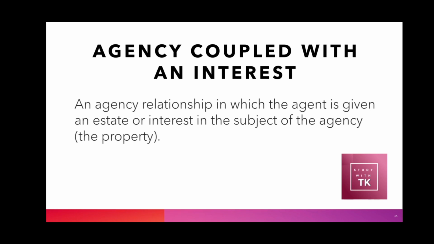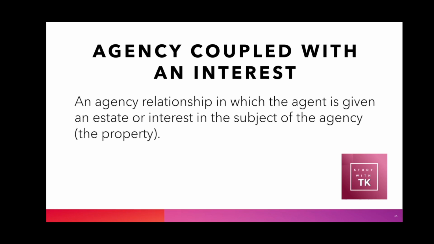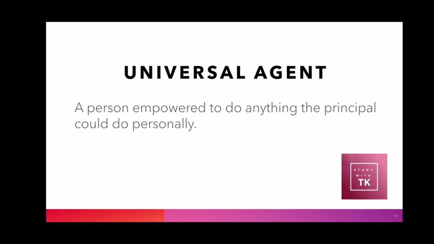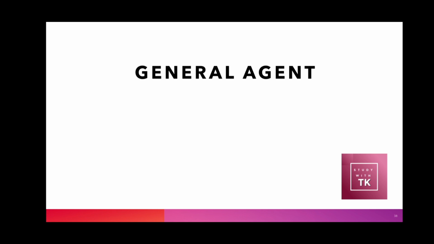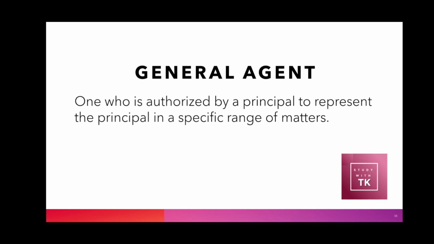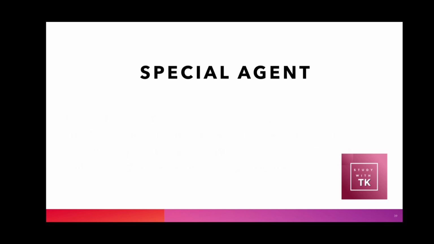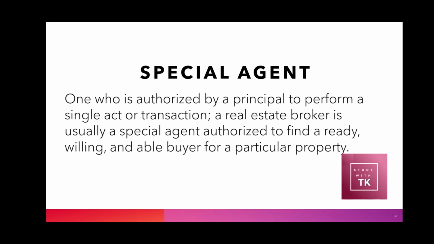Agency coupled with an interest, an agency relationship in which the agent is given an estate or interest in the subject of the agency, the property. Universal agent, a person empowered to do anything the principal could do personally. General agent, one who is authorized by a principal to represent the principal in a specific range of matters. Special agent, one who is authorized by a principal to perform a single act or transaction.